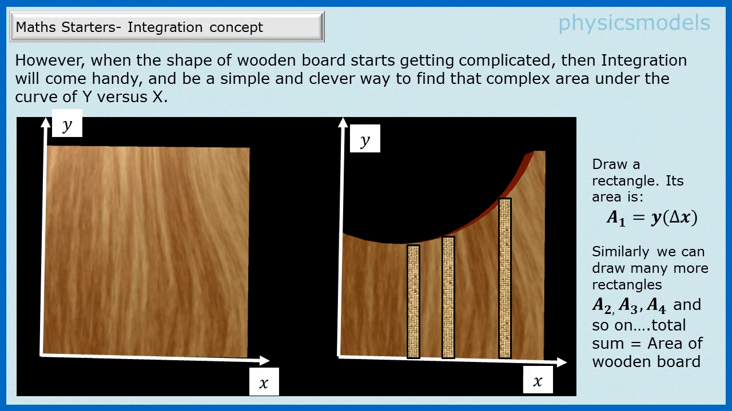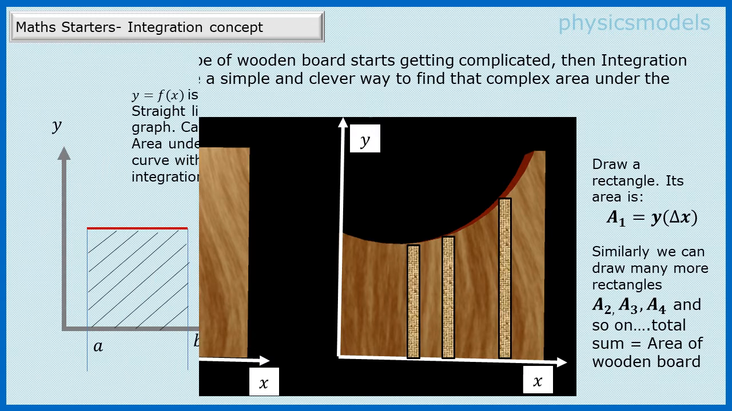But things get complicated on the right hand side graph, where the wooden board has a complex shape. How do we find the area of this? It's very difficult. So if we take thin rectangles, the height of each rectangle will be along y, and the width will be along x. Let's say it's a small delta x, and the area of a thin rectangle will be y into delta x. If we make many thin rectangles and add all of them up, a1 plus a2 plus a3 plus a4, we get a total sum or area, which will be the area of the wooden board.